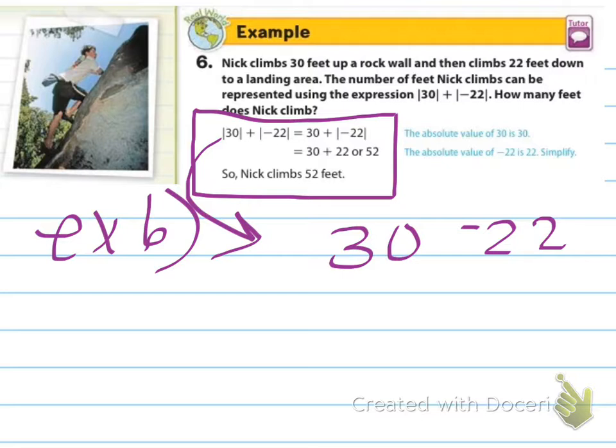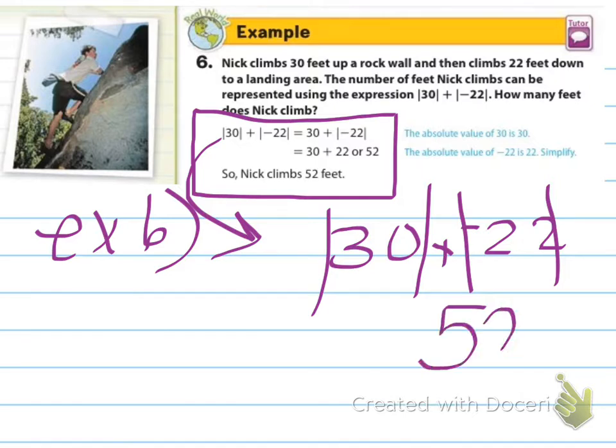Like, he climbed a lot. So instead, we would take the absolute value of each of these and add them together. So even though climbing down does indicate -22, it's the total amount that he climbed, and it's not just 8 feet that he climbed 30, and then he climbed down 22. So, I mean, that's a lot. So 52 feet is how much he climbed altogether.